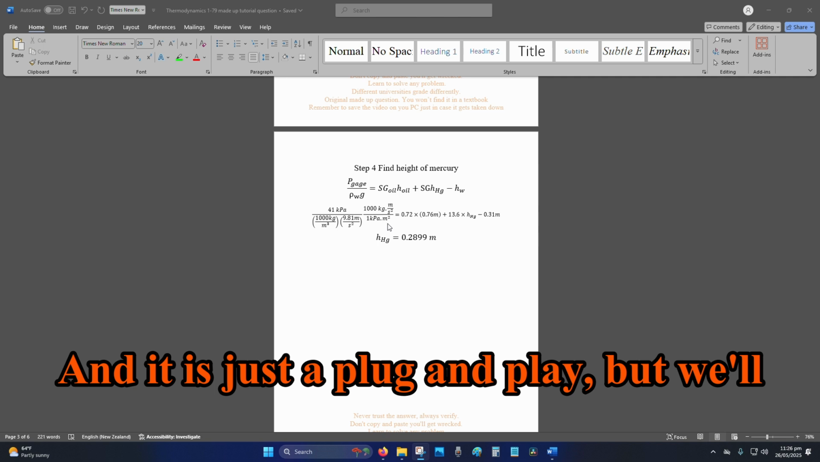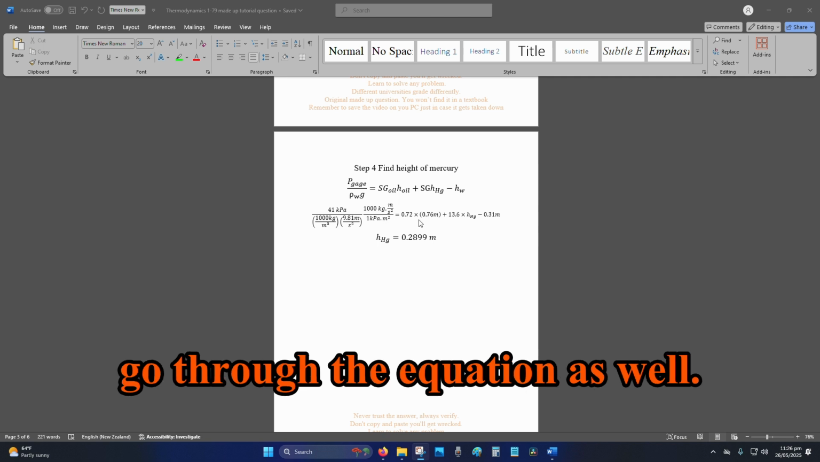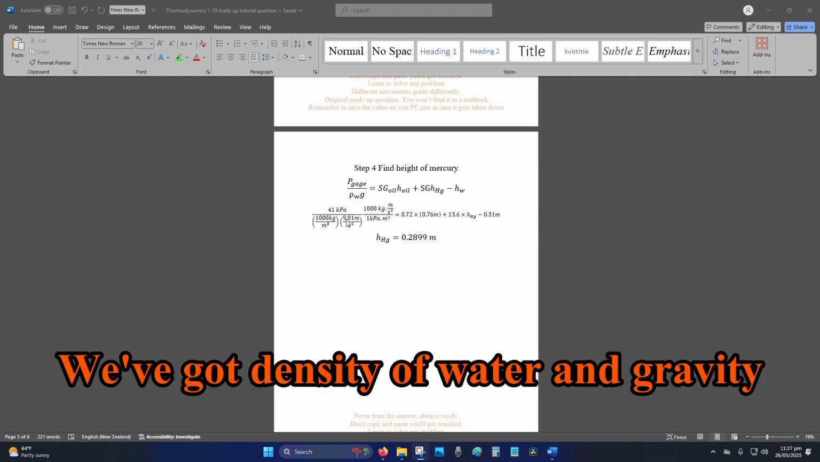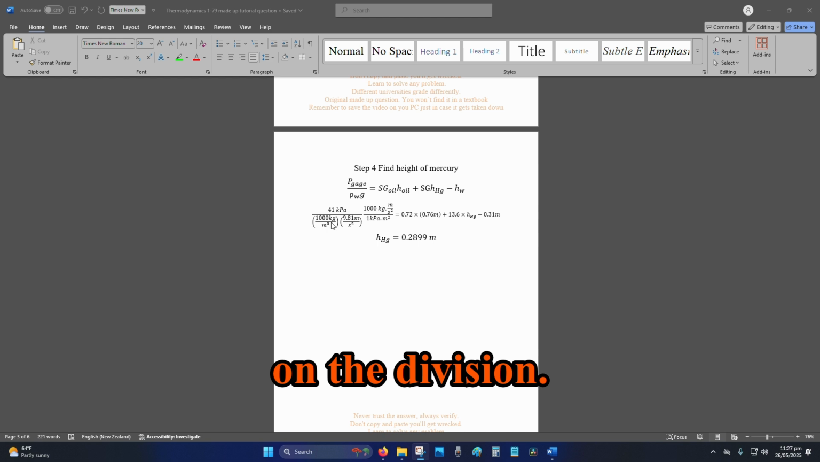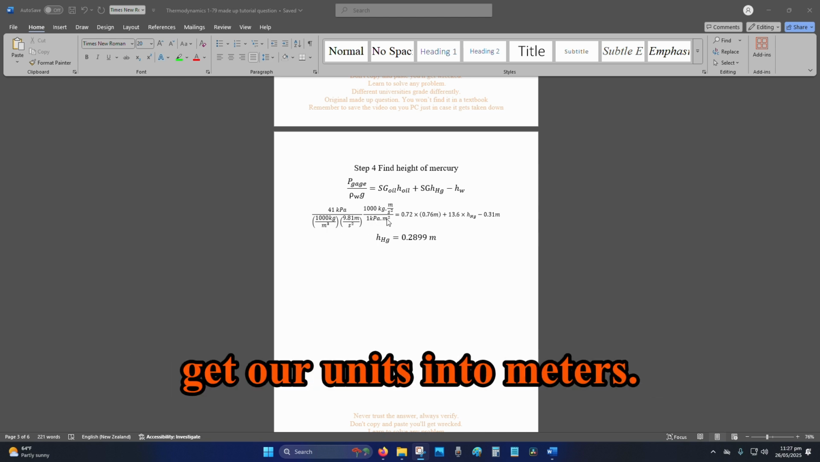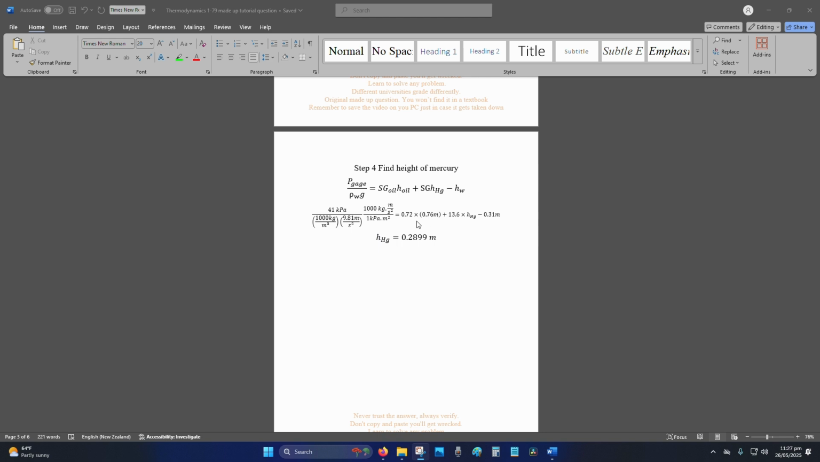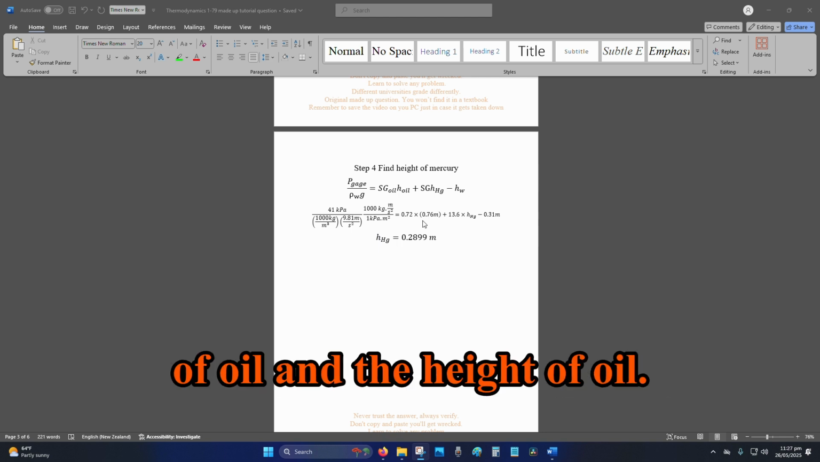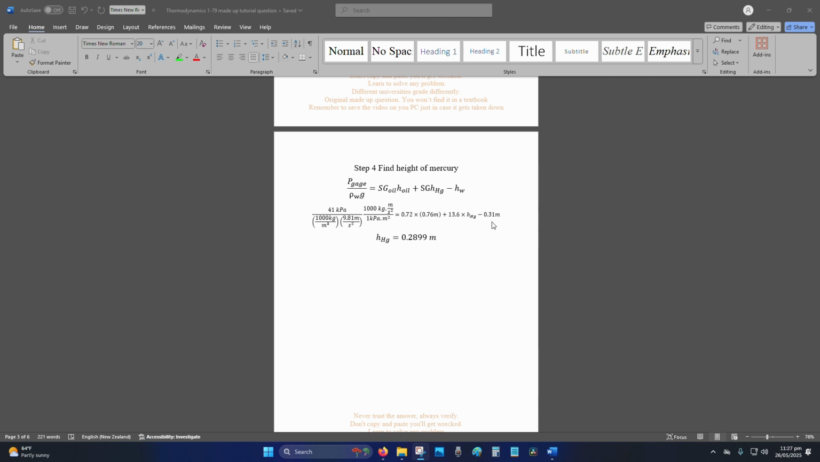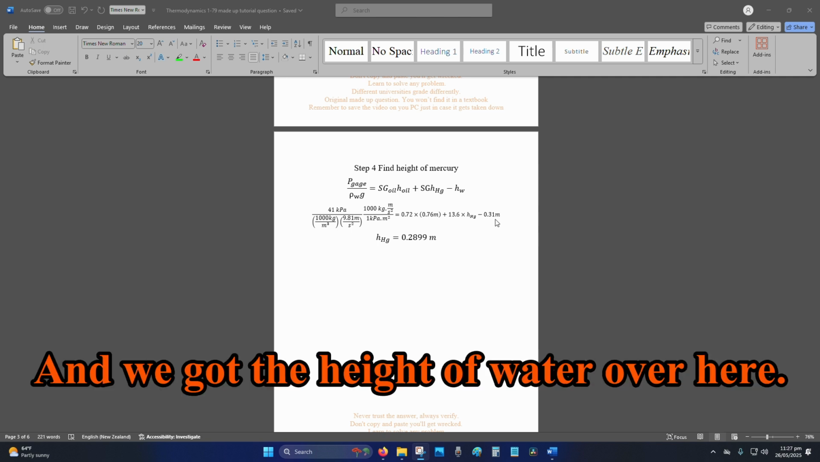And it is just a plug and play, but we'll go through the equation as well. So gauge pressure is 41 kPa. We've got density of water and gravity on the division. We've got our conversion factor just to get our units into meters. We've got our specific gravity of oil and the height of oil, specific gravity of mercury, and height of mercury is what we're trying to find, and we've got the height of water over here.